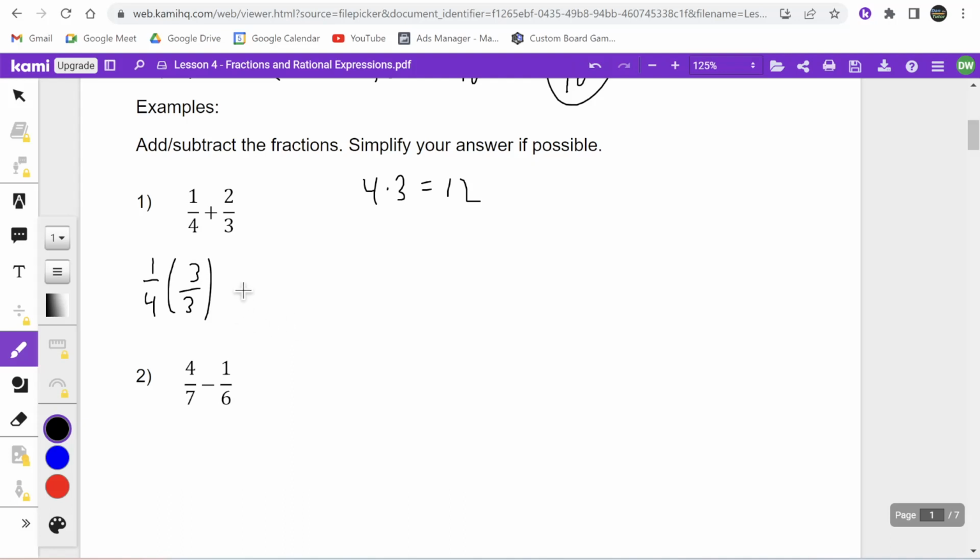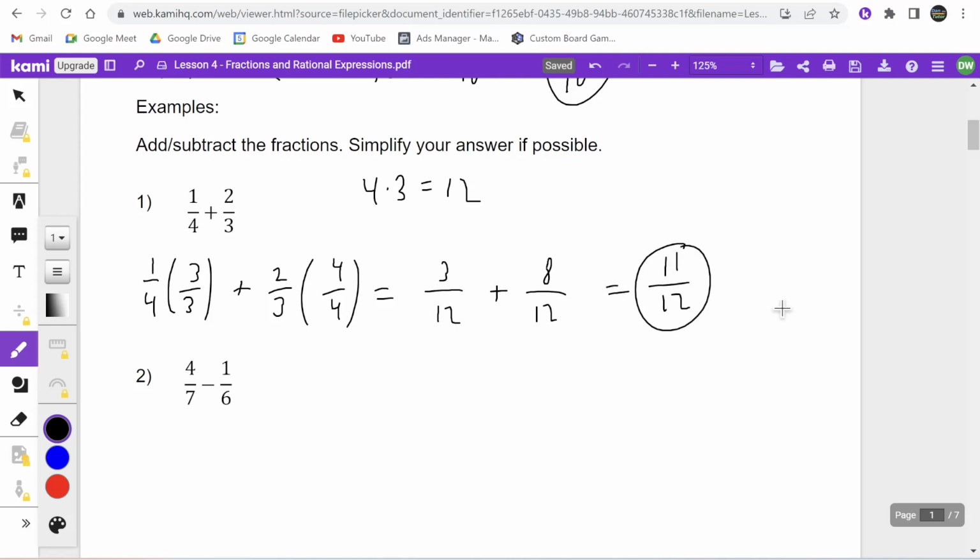Okay. So next is plus 2/3 times, what am I going to multiply that one by? It's 4 over 4. That's going to get me the common denominator of 12. So then I multiply these fractions together. 1 times 3 is 3 over 4 times 3 is 12, and then plus 2 times 4 is 8 over 3 times 4 is 12. And then I can say, oh, same denominator, 3 plus 8 is 11 over 12. And there's our answer. And this one cannot be reduced because 11 and 12 don't have anything in common. So that's the answer for the first one.